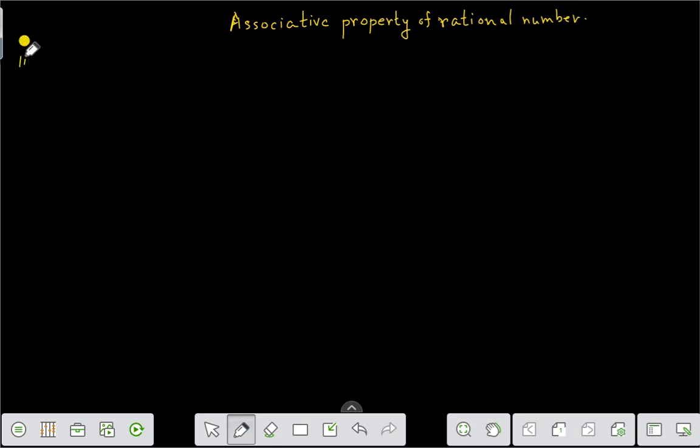So in case of subtraction, let us take the subtraction. In subtraction, you can say that subtraction of rational number is not associative.